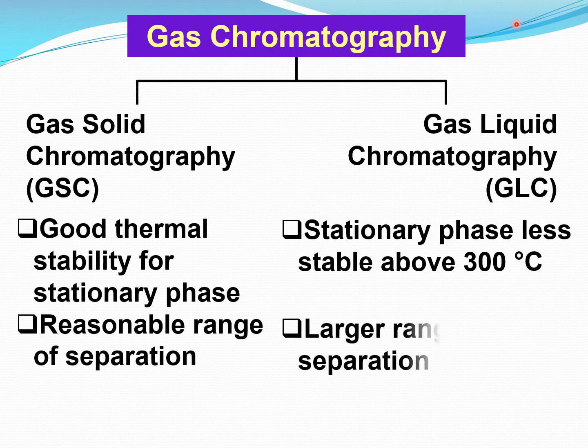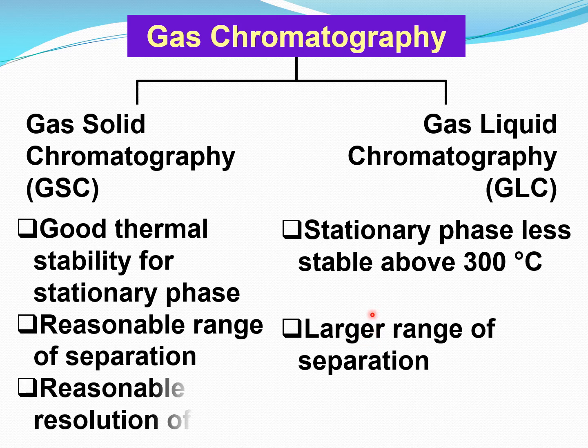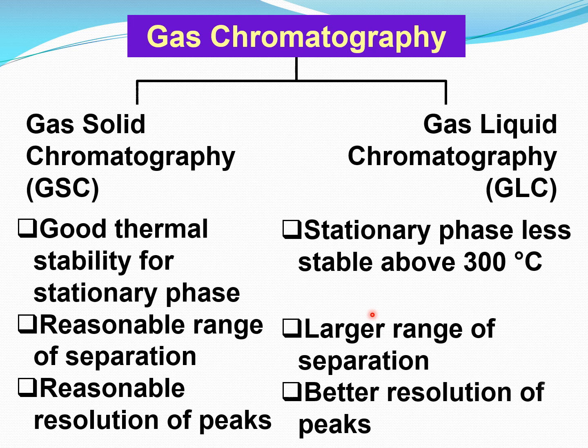Good thermal stability here, whereas here thermal stability is less. But gas liquid has a larger range of separation, and also it has better resolution of peaks. Resolution of peaks means the thickness of the peak. Actually peaks should not be very wide; they should be narrow peaks. So you will get a better resolution when you use GLC.